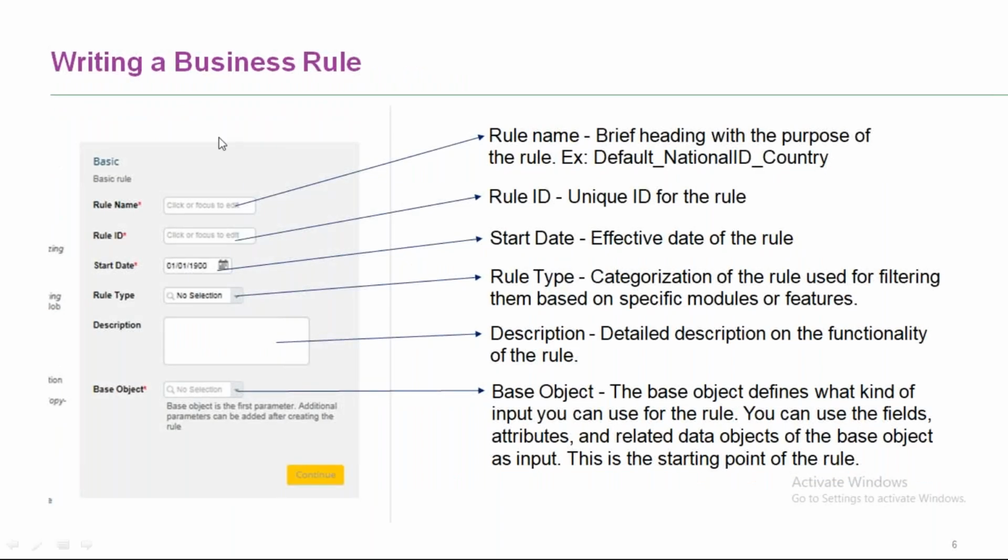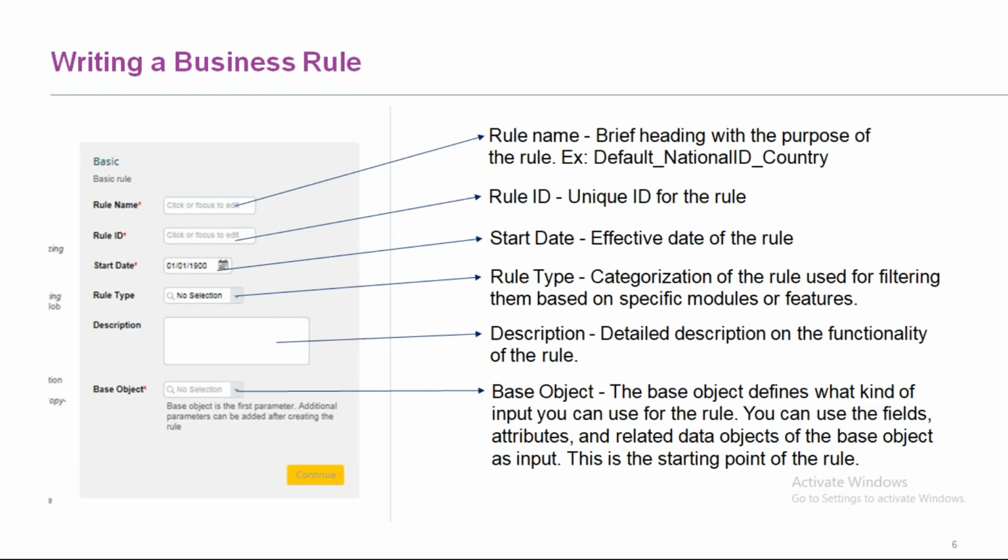Okay, so this is the screen for the business rule. You'll have the business rule name, and the business rule ID, which gets automatically created from the rule name, the start date, and the rule type, which is the categorization of the rules, what type you want to have. Then there is a description field where you can write a description. And then the base object.